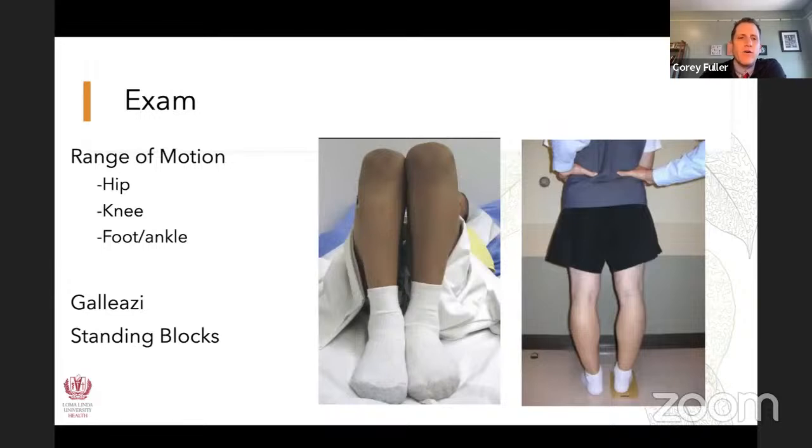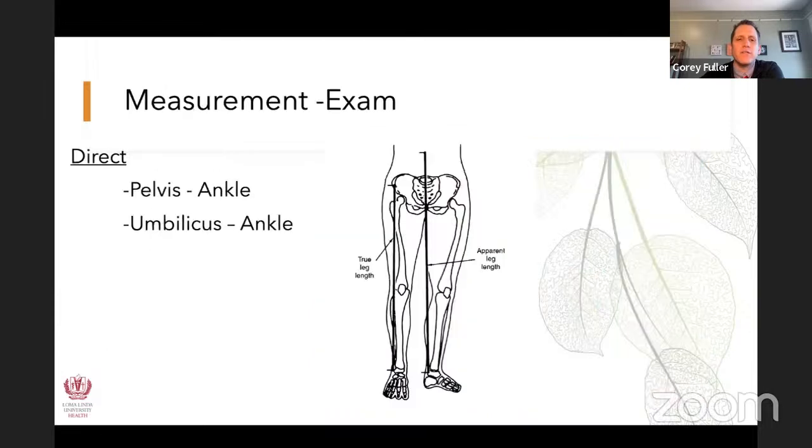Just a brief overview of the exam. We check the range of motion of the hip, knees, and feet and ankles, to make sure that it's truly a leg length discrepancy and it's not coming from a positional problem. There's an exam called the Galeazzi, where you can see in the picture on the left that the right knee is shorter than the left knee. That clues us in that something is going on. And then we also can use standing blocks, having the patient stand on blocks while we feel their pelvis, as a way of determining if there's a leg length difference and how much.